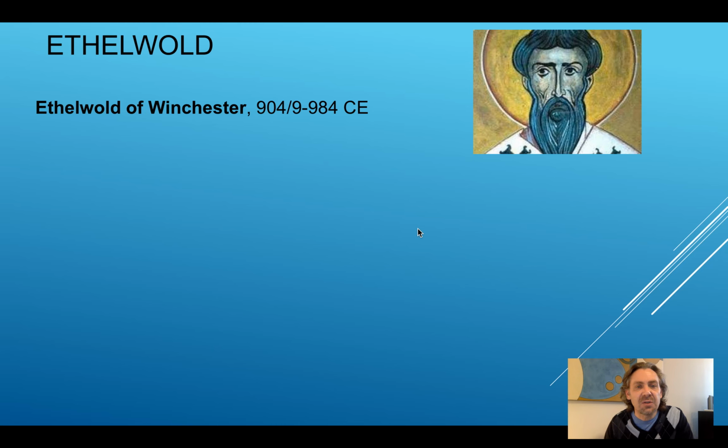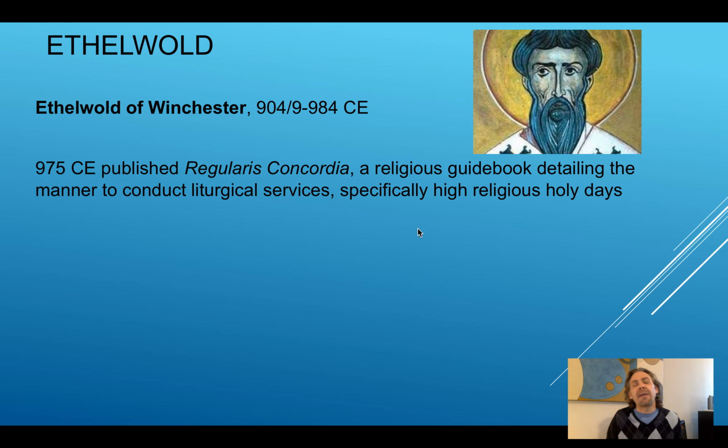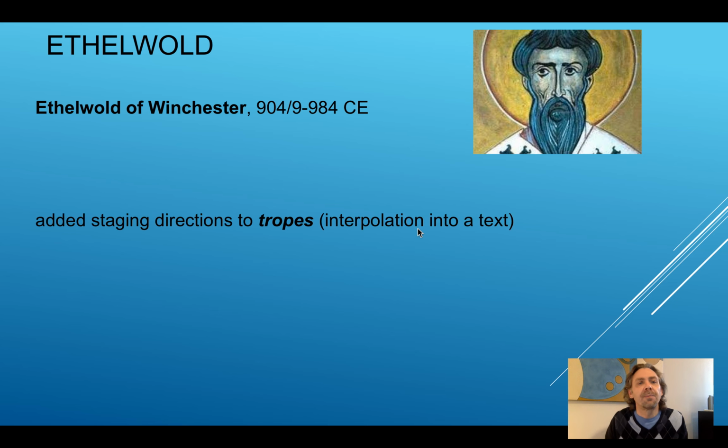Ethelwold of Winchester, living about 904 or 909, there's arguments over when he was born, to about 984 Common Era, was born a little earlier than Hrosvitha, about the same time. He is a bishop of Winchester, England. In 975 Common Era, Ethelwold publishes Regularis Concordia, which is a religious guidebook detailing the manner to conduct liturgical services, specifically on high religious holy days. So he publishes a book that says, here is how the service should be conducted. What's first, what's second, what's third, what's fourth, everything that should occur.